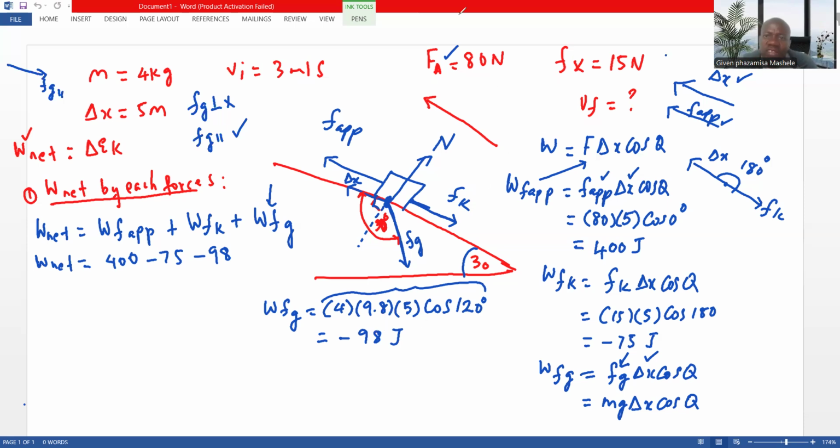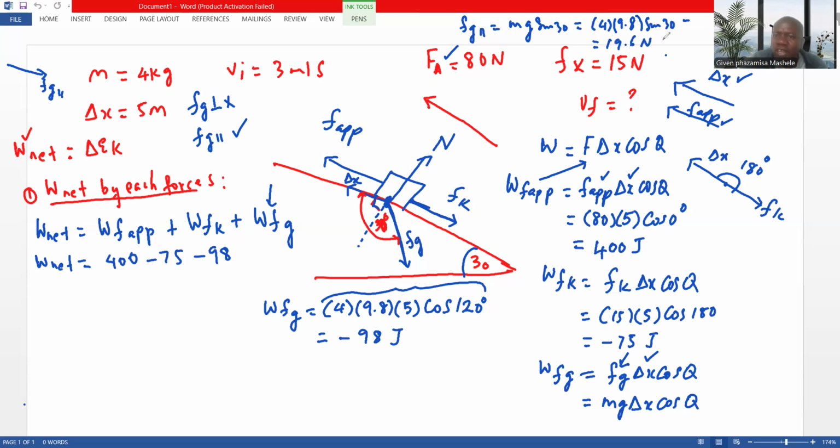Even if we resolve, let's say we resolve the Fg parallel. Fg parallel will be mg what? mg sine 30. And what is our m? Our m is 4. Our gravitational acceleration is 9.8, and sine of 30 is half. So 4 multiplied by 9.8, half of 4 is 2, and 2 multiplied by 9.8 will give us 19.6 Newton.